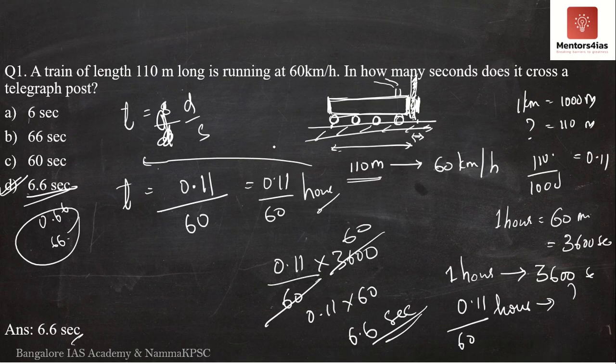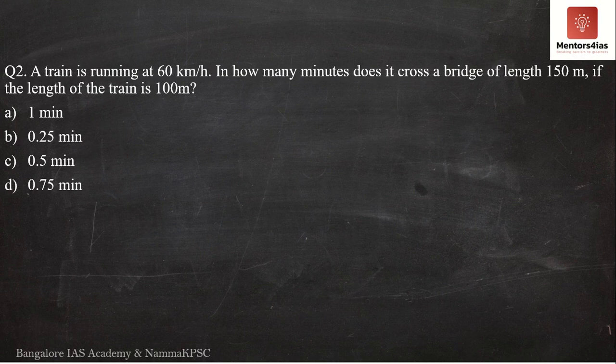Okay, next problem. Question number 2. Question 2 says a train is running at 60 kilometers per hour. In how many minutes does it cross a bridge of length 150 meters if the length of the train is 100 meters? Now see here, again, the same situation.